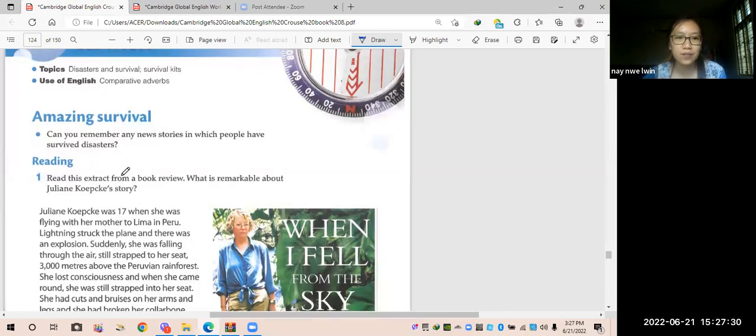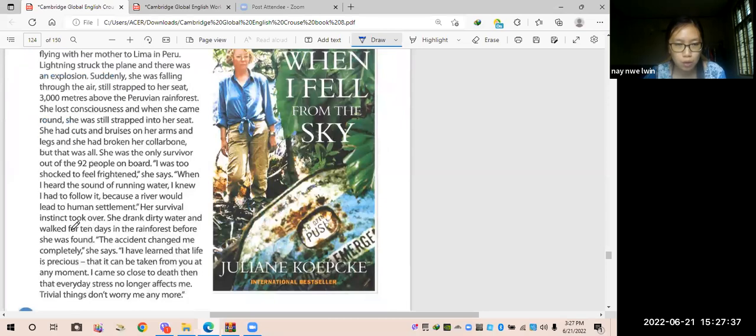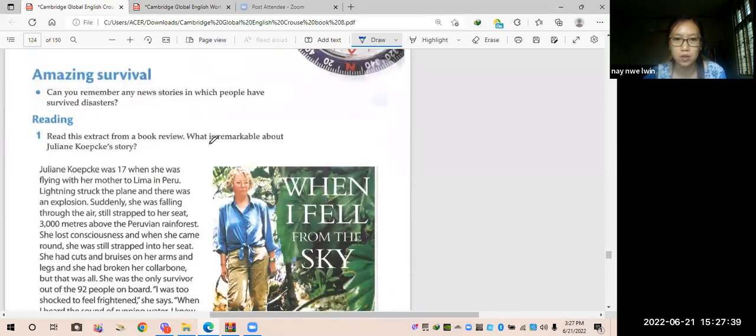Read this extract from the book review and find what is remarkable about Julian Koepcke's story. So read this short paragraph and you have to answer this question: what is remarkable about the story? Okay, so give me the answers after reading this. And that will be our last lesson for today.